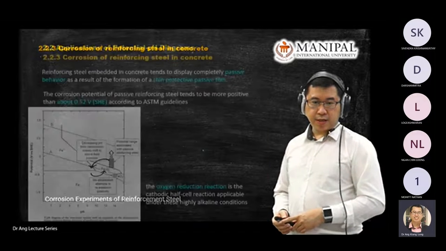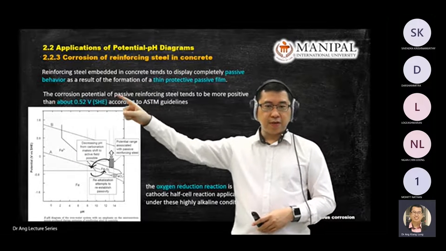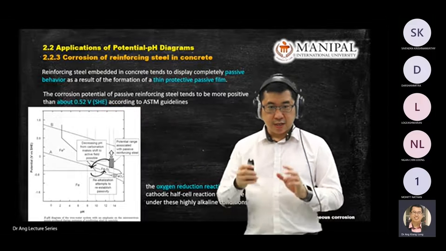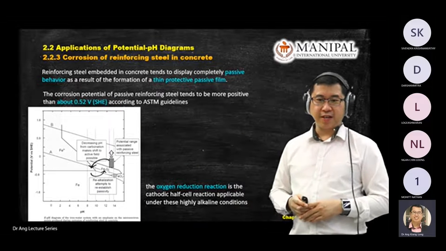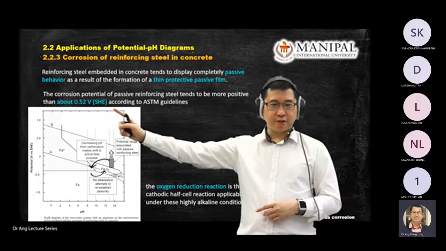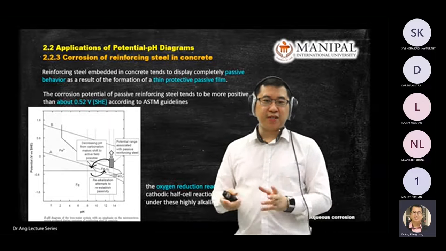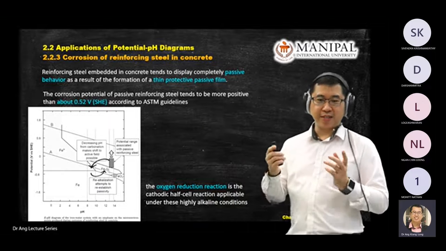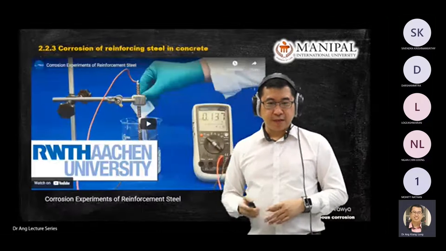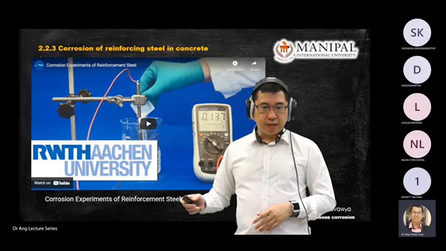Okay, let's see how reinforced steel can generate voltage. Let me give you some visualization video so that you have some idea what all this voltage is. Because when we talk about potential, it's very hard to imagine. You only can see it when you measure it and see it with the instrument. There's a video, done by this university.